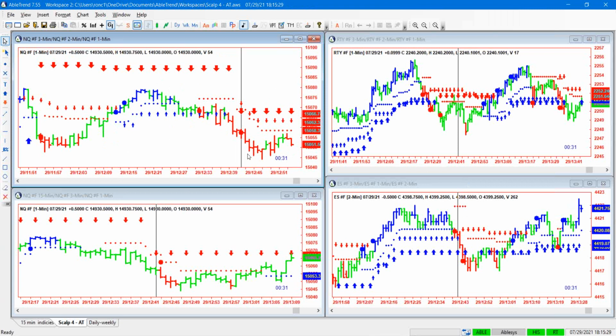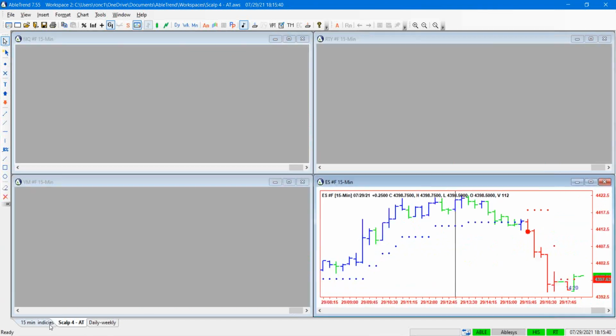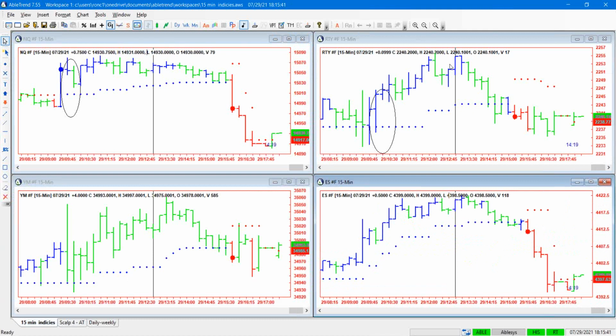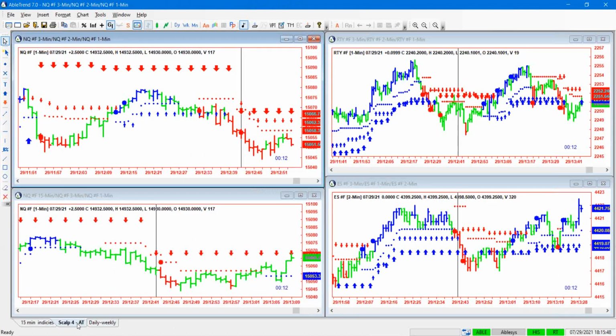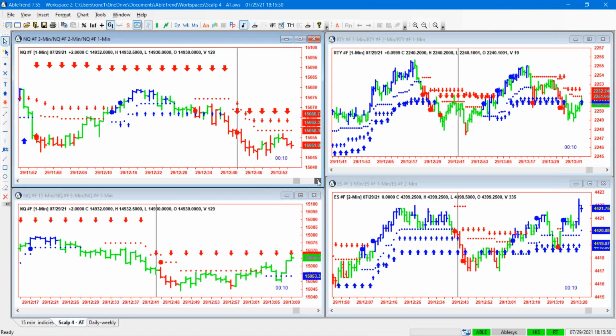This one you got to take. I don't even know the result of this one, but you want to take it because you got 1 minute on ES, you got 1, 2, 3 on the Russell. You're starting to get way above the dots on the 15 minutes, so there's no reason not to take it.